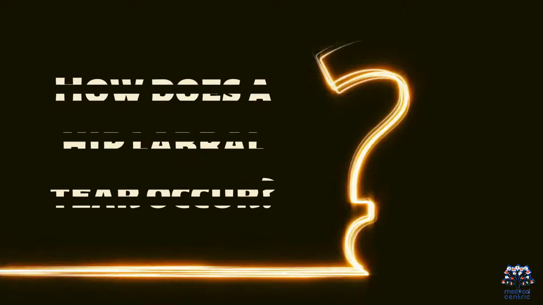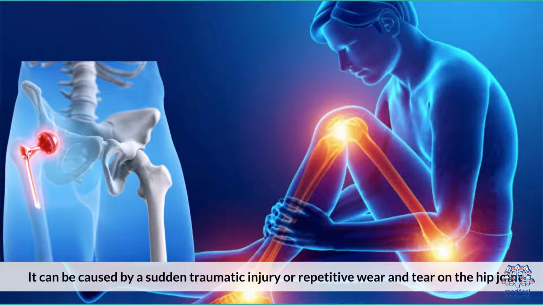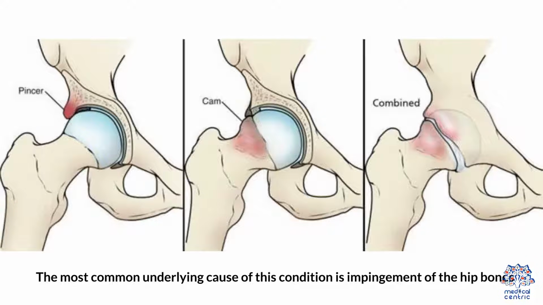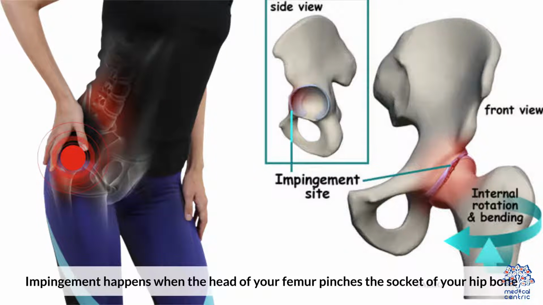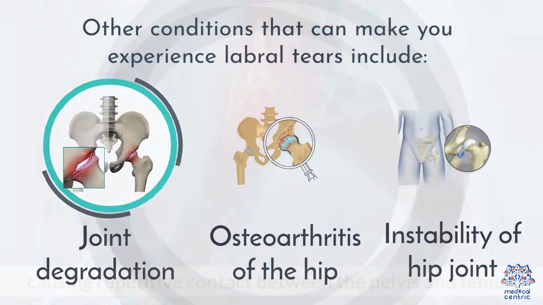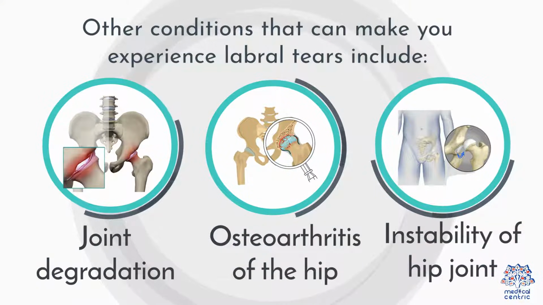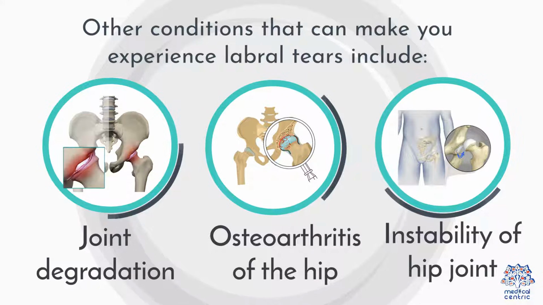How does a hip labral tear occur? It can be caused by a sudden traumatic injury or repetitive wear and tear on the hip joint. The most common underlying cause of this condition is impingement of the hip bones. Impingement happens when the head of your femur pinches the socket of your hip bone, causing repetitive contact between the pelvis and femur. Other conditions that can make you experience labral tears include joint degradation, osteoarthritis of the hip, instability of hip joint.